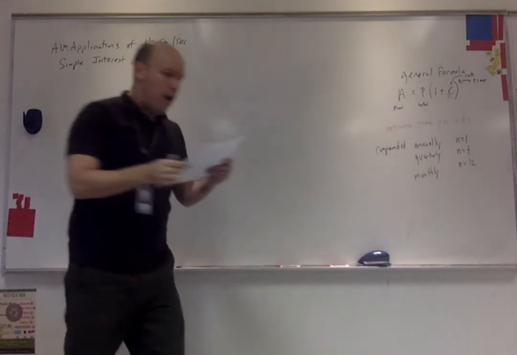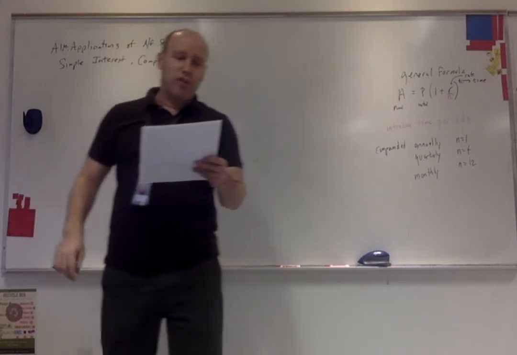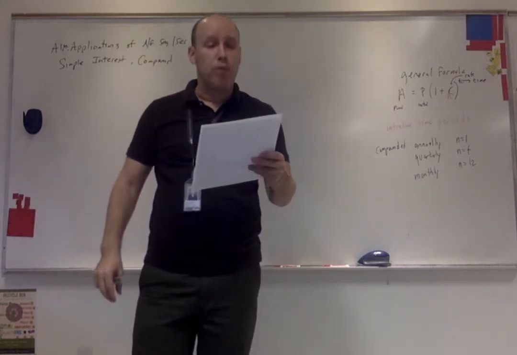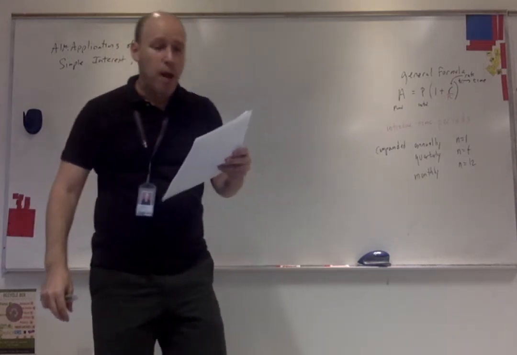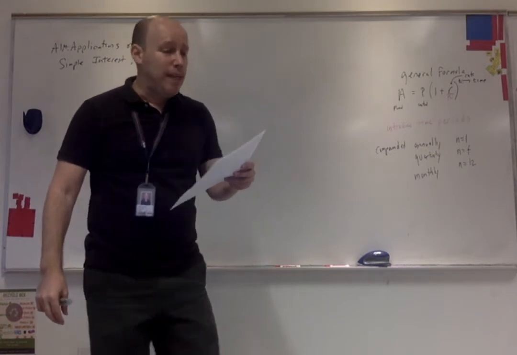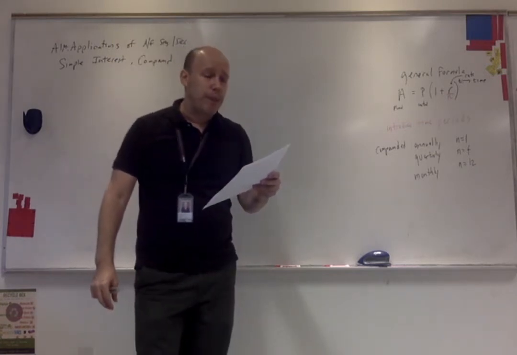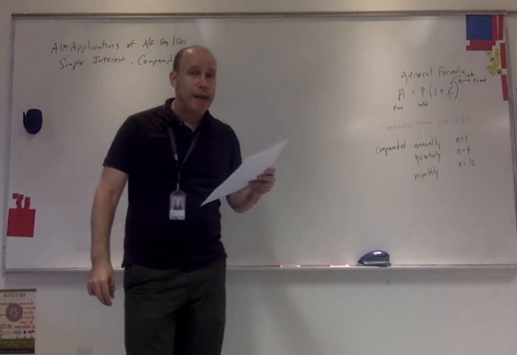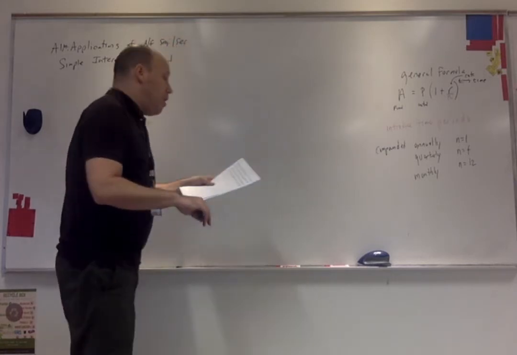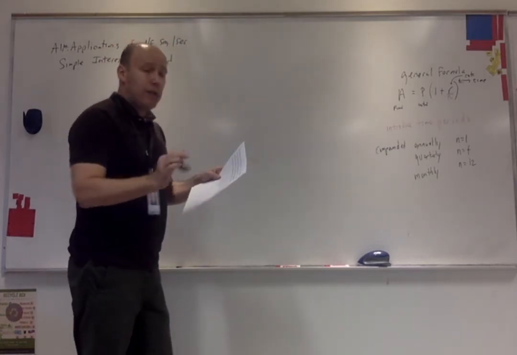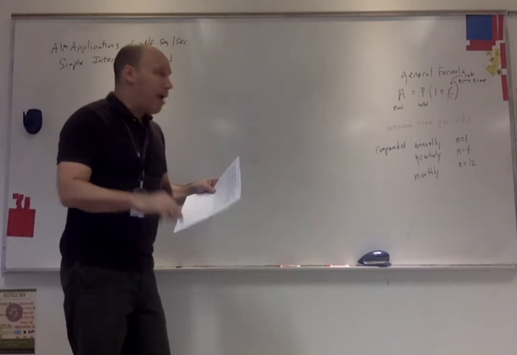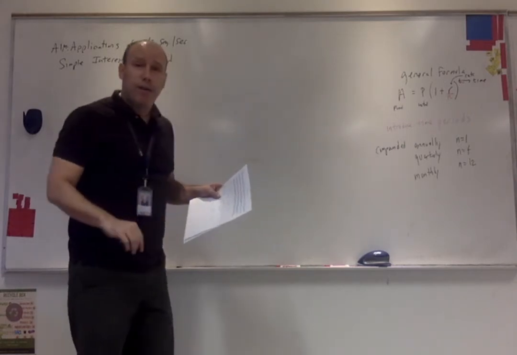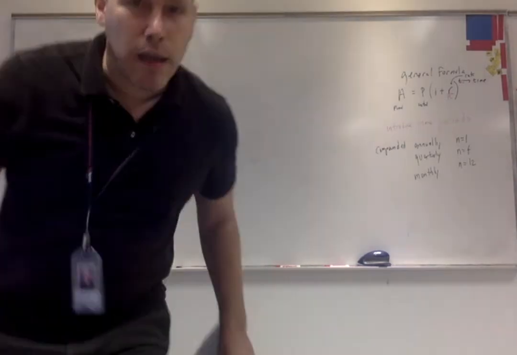Question number 2. Habib put $5,000 into a savings account that pays 4% interest per annum, compounded monthly. How much will be in the account after 4 years if Habib does not deposit or withdraw any money? Fine. So, first of all, compounded monthly, you're using that formula out of the formula booklet. Can you see that? Yeah.